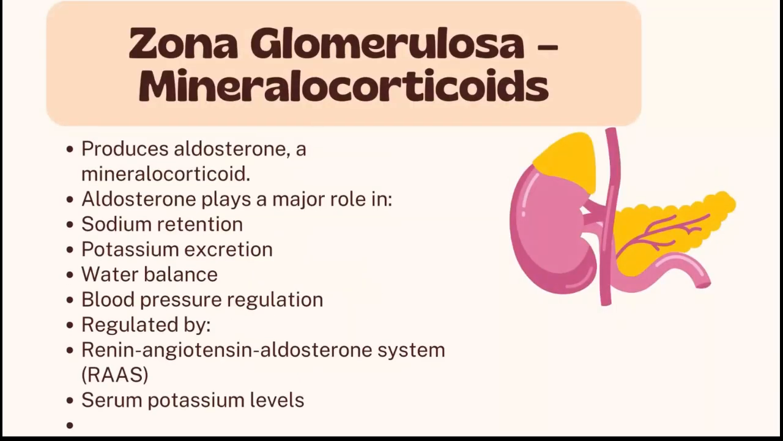For the first zone, zona glomerulosa, it's the outermost layer and it produces aldosterone. Aldosterone regulates sodium and potassium balance and so controls blood pressure. It's regulated by the renin-angiotensin system and the potassium levels in our body.